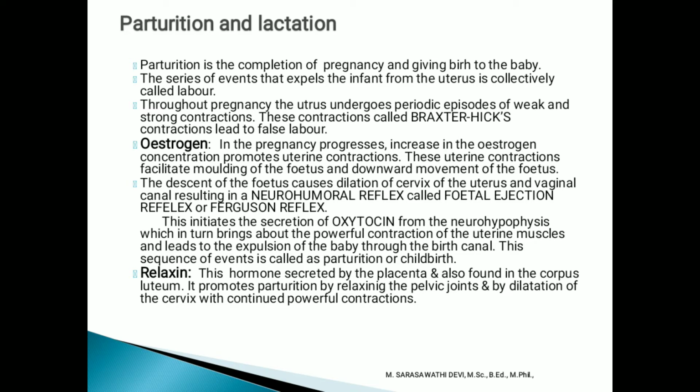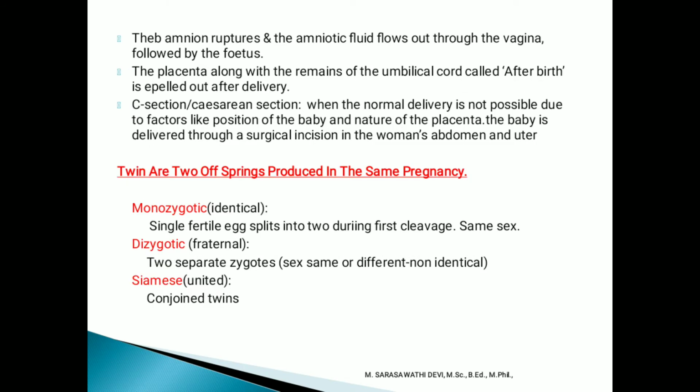Relaxin: this hormone is secreted by the placenta and is also found in the corpus luteum. It promotes the parturition by relaxing the pelvic joint and the dilation of the cervix with continued powerful contraction. The amnion ruptures and amniotic fluid flows through the vagina, followed by the fetus. The placenta along with the remains of the umbilical cord, called the afterbirth, is expelled after delivery.